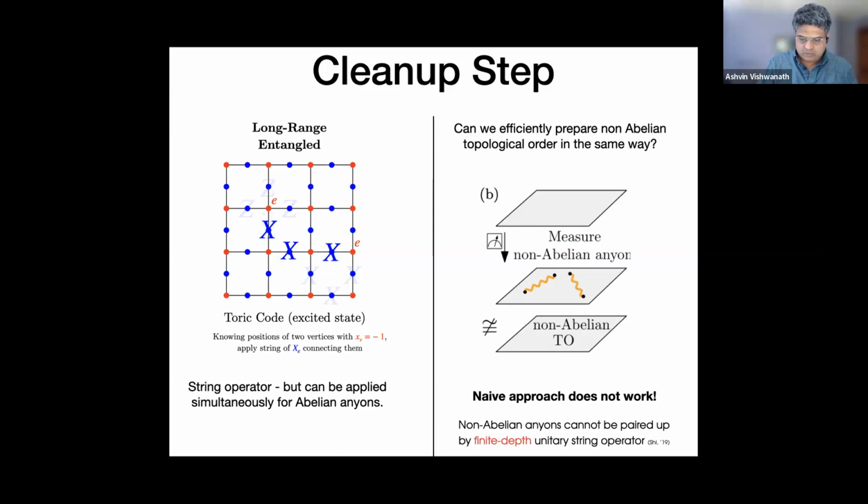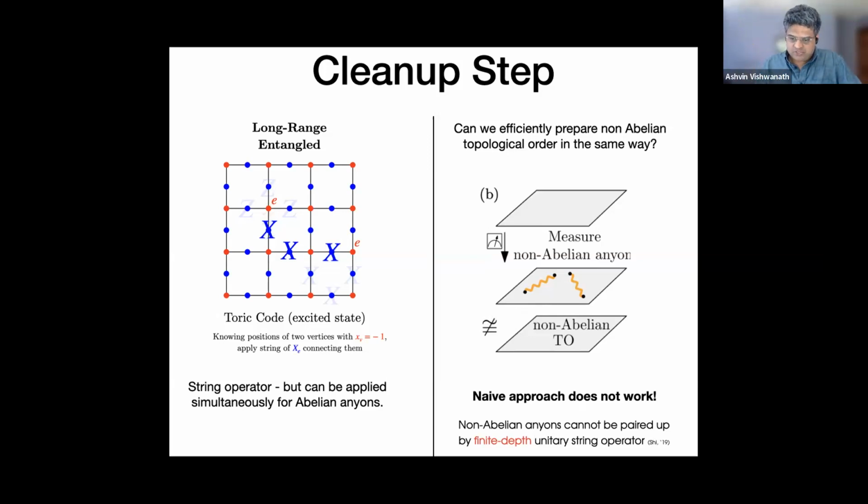Okay, now it turns out the place where this naive approach fails is in the cleanup step. There, in order to pair up these non-Abelian anyons, you need to apply a string operator, a unitary operator that will pair them up and annihilate them. But this string operator turns out to be extremely complicated. There is no way to apply it all in one go. You have to apply it sequentially. This ends up giving you a circuit depth that's proportional to the separation between the non-Abelian anyons.